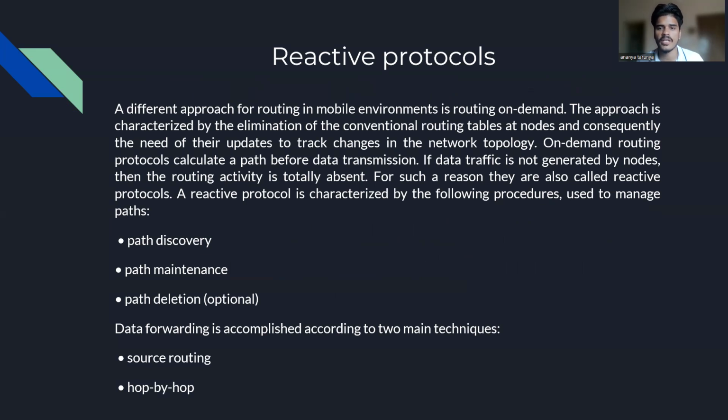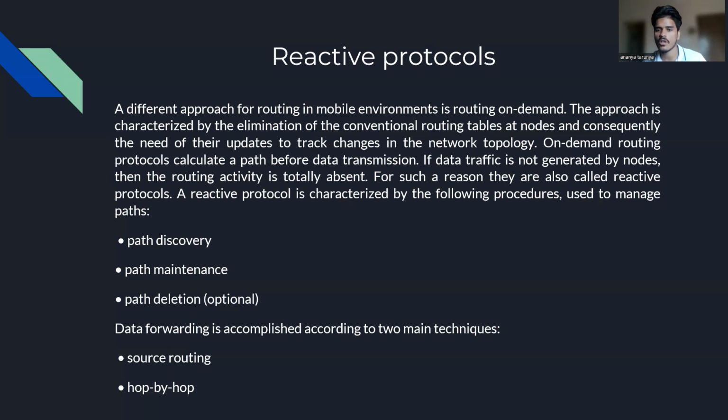So now let's see the reactive protocols. A different approach to routing in a mobile environment is routing on demand. This approach is characterized by the elimination of the conventional routing tables at the nodes, and consequently the need for their updates to track changes in the network topology. Routes are calculated on demand for the data transmission. If no data traffic is generated by nodes, then the routing activity is totally absent. For this reason they are called reactive protocols.